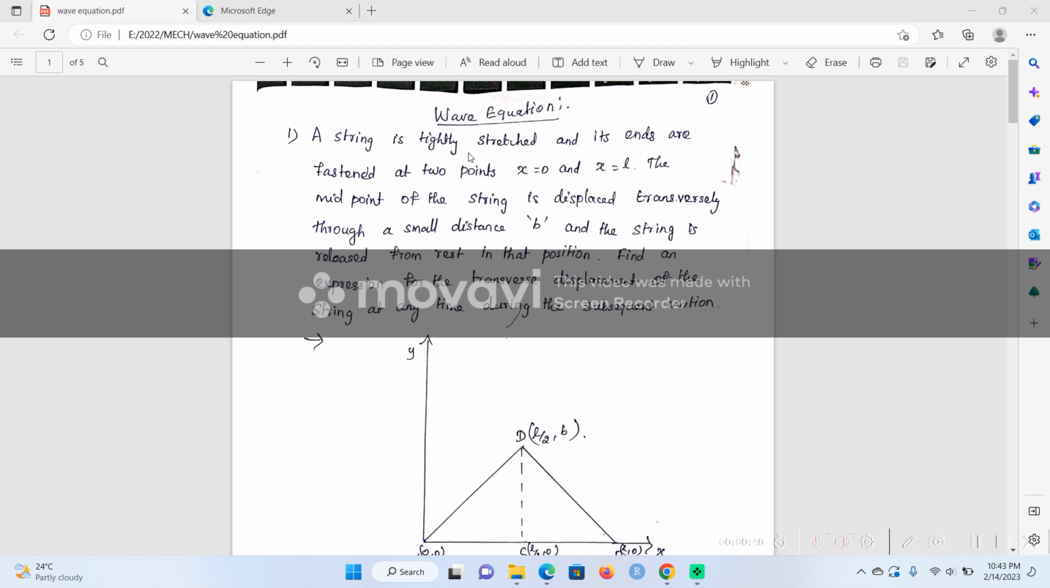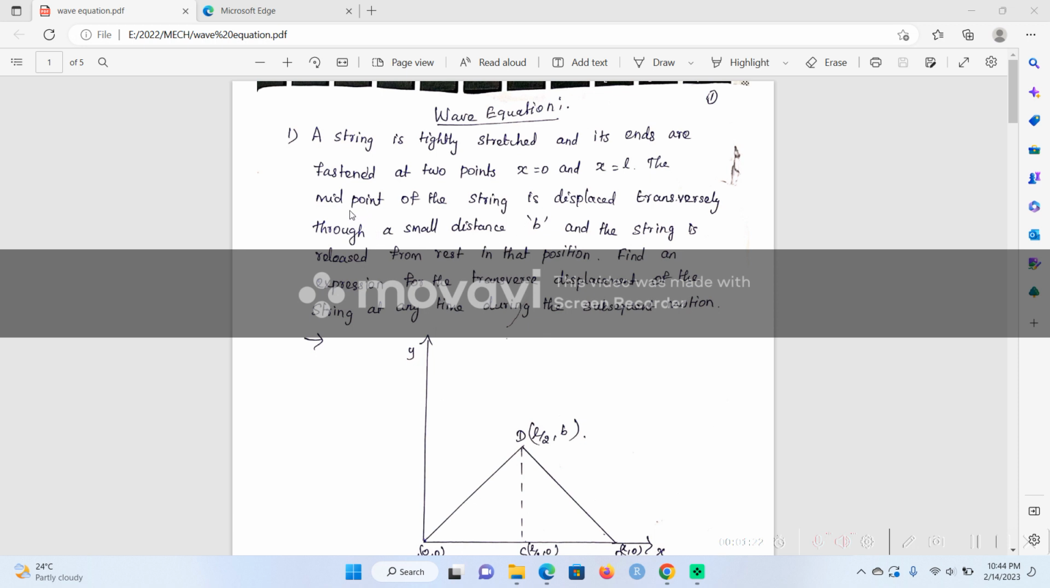A string is tightly stretched and its ends are fastened at 2 points, x equal to 0 and x equal to L. Okay, so we have one string which is tightly stretched and both of its ends are fastened. Fastened means the two ends are closed at 2 points, namely x equal to 0 and x equal to L. That is, the string's two ends are joined at the points x equal to 0 and x equal to L.